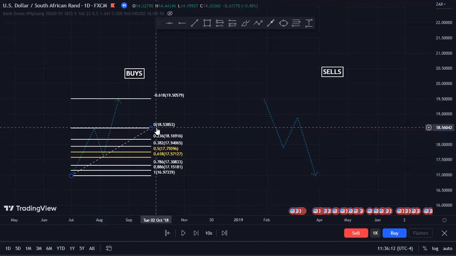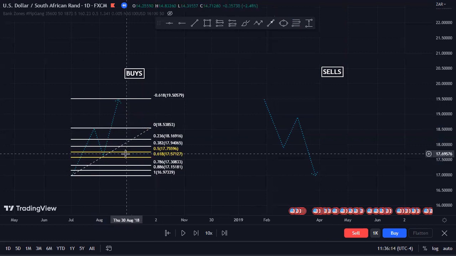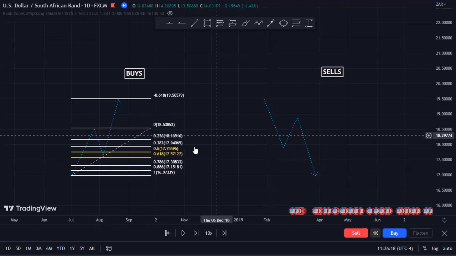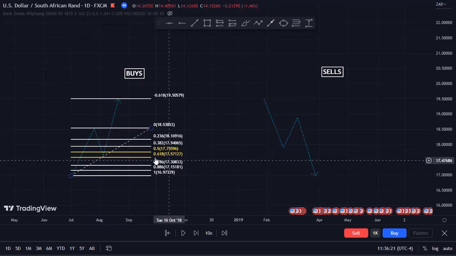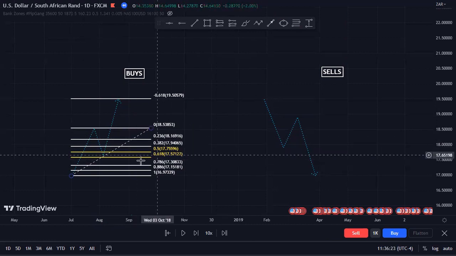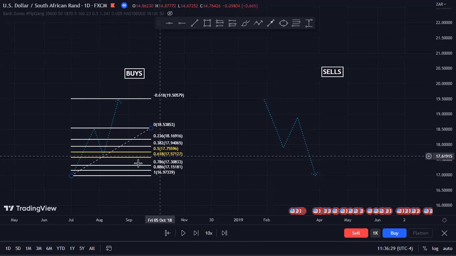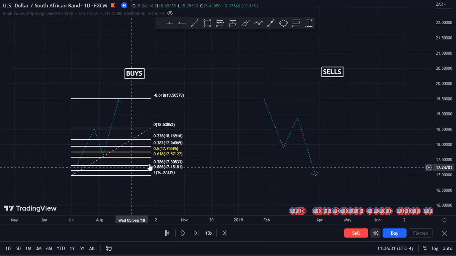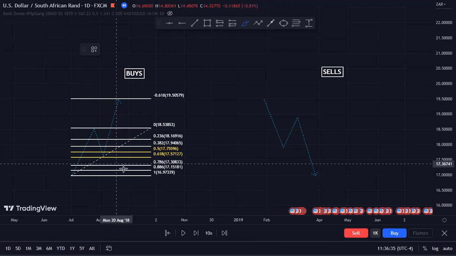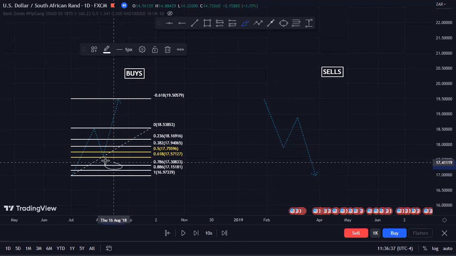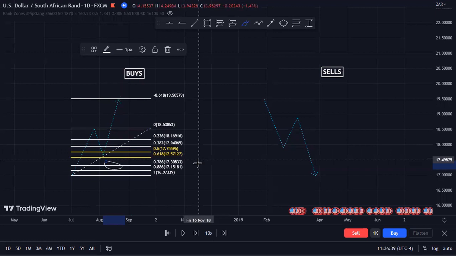Step 3 is to wait for price to pull back to the golden zone or the 0.786 zone. As you can see here, I made the golden zone yellow or gold for you guys, which is the 0.5 zone to the 0.618 zone. And then down here, you guys can see this. Right here is the 0.786 zone.